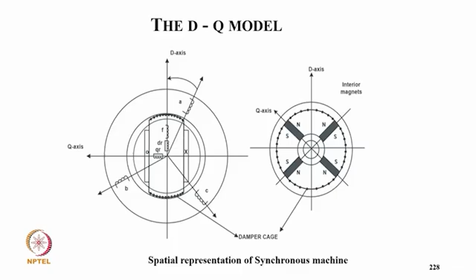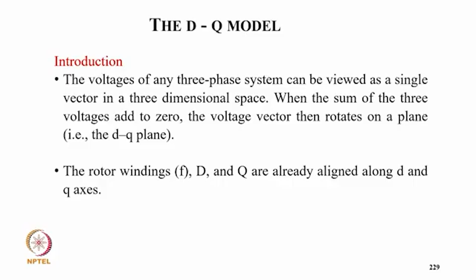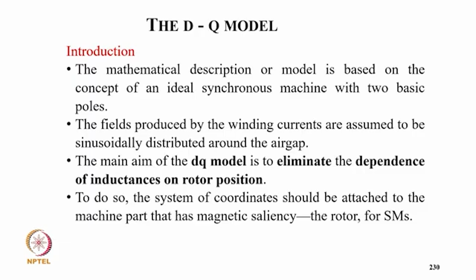Normally, we are considering a conventional synchronous machine which has a field excitation on the direct axis, and then you have a damper winding also, for the dynamics. The voltage of any three-phase system can be viewed as a single vector in three-dimensional space. When the sum of the three voltages adds to 0, the voltage vector rotates on a plane, that is the DQ plane, and the rotor windings F, D and Q are already aligned along the D and Q axes. The mathematical model is based on the concept of an ideal synchronous machine with two basic poles, and the fields produced by the winding currents are assumed to be sinusoidally distributed around the air gap.